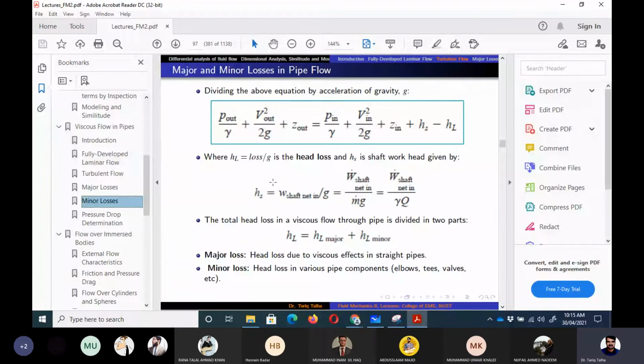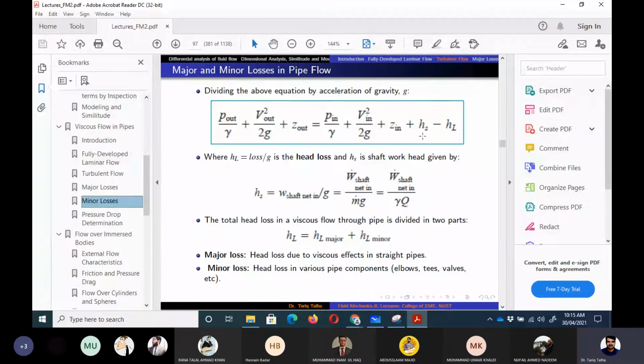That shaft work head can be defined by the net input work rate divided by m dot, which is the mass flow rate, and g, the gravitational constant. Because we know that m dot is rho into volume flow rate, we can write rho into g, which is the specific weight, gamma, and the volume flow rate is taken here.